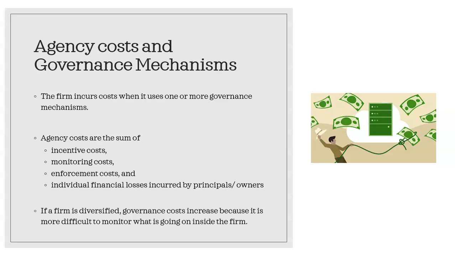If a firm is diversified, governance costs increase because it is more difficult to monitor what is going on inside the firm. So the more companies you have, if you are diversified along the vertical chain, your own value chain, then it is harder to monitor those companies and keep track of what is happening. And that also comes at an incredible cost.